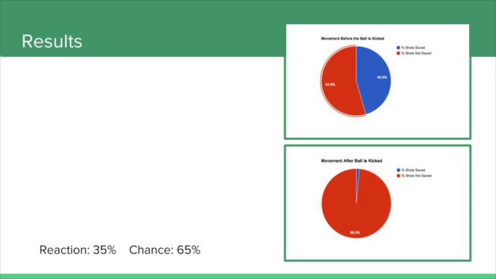So going into the results of my research, the data showed some pretty interesting figures. Out of all of my data, the reaction method was used 35% of the time, while the chance method was used 65% of the time.